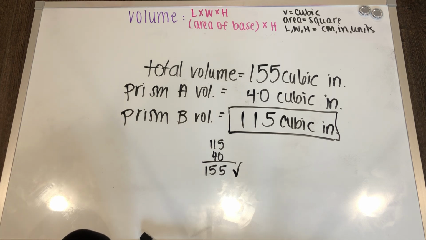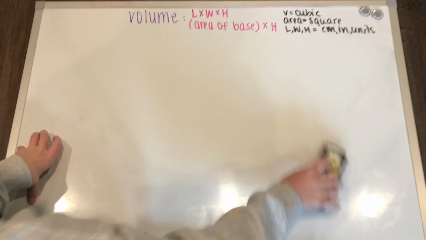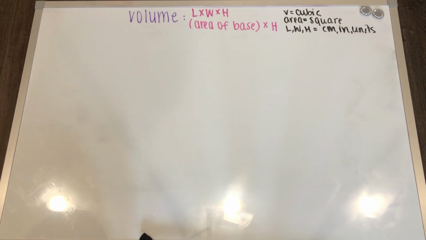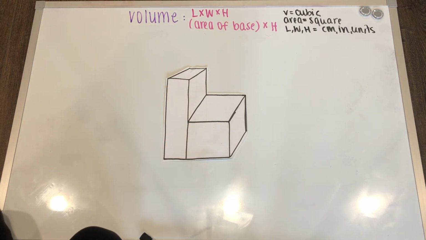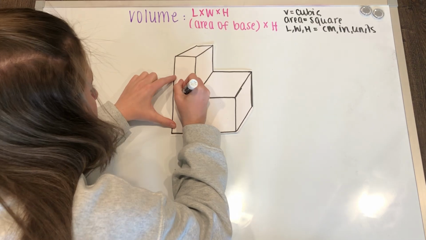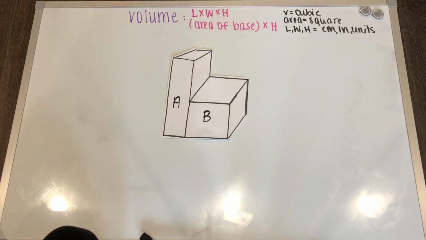Okay, so if we're given the total volume, we can find the volume of the other ones by just filling in that other space by either adding or subtracting to find that extra piece. Okay, all right. Now, let's say that we have a prism A and a prism B again, and we need to find the total volume.